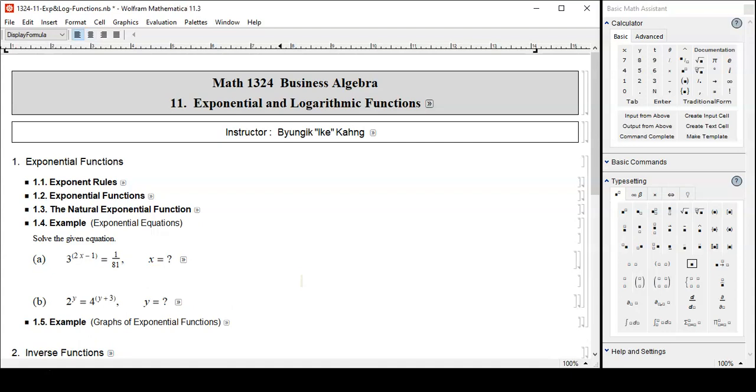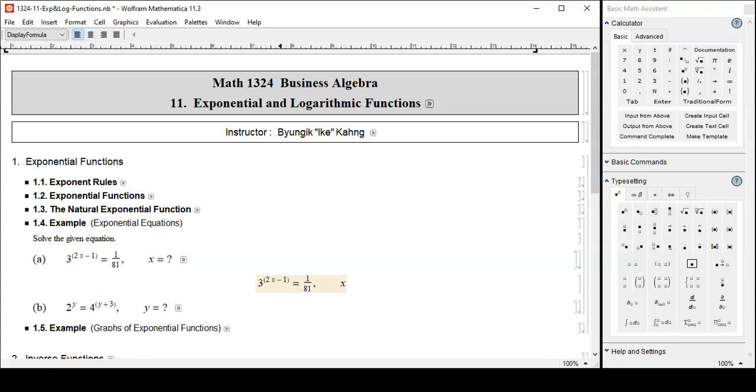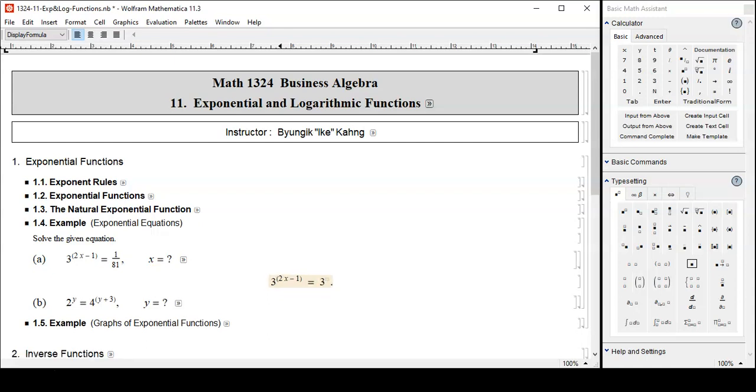Okay, let's begin. First problem. Let's copy and paste and go from there. Do you see any similarity, any commonality between 3 and 81? More precisely speaking, can you re-express the right-hand side as base 3? Well, 81 is 3 to the 4th power, and it's in the denominator, so this should be 3 to the negative 4th power. Do you see that?